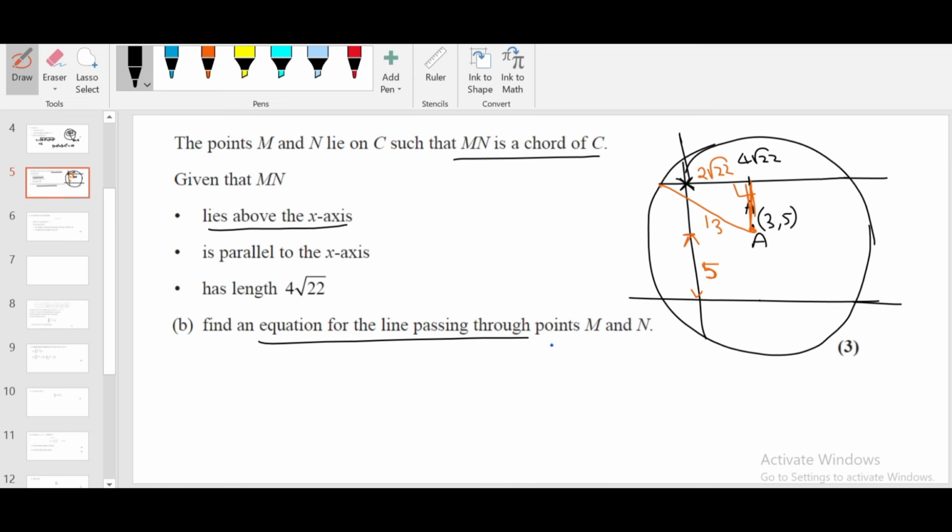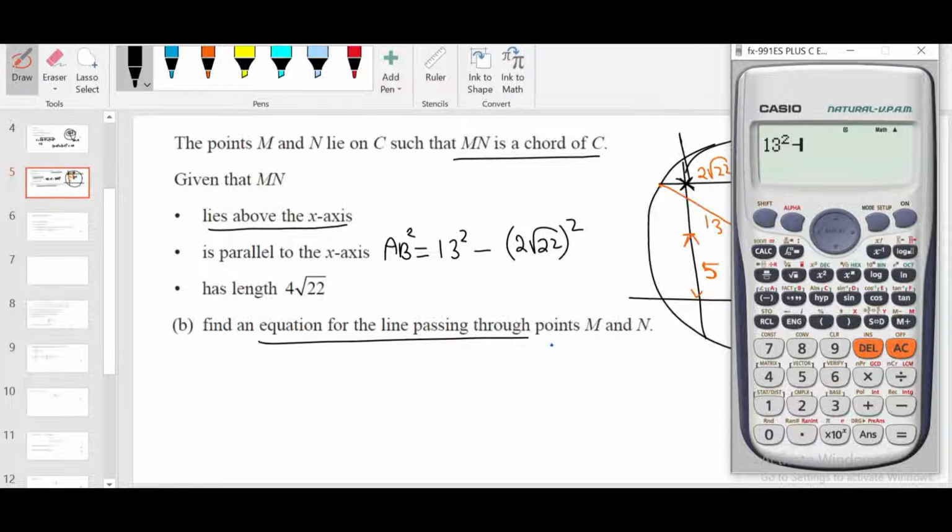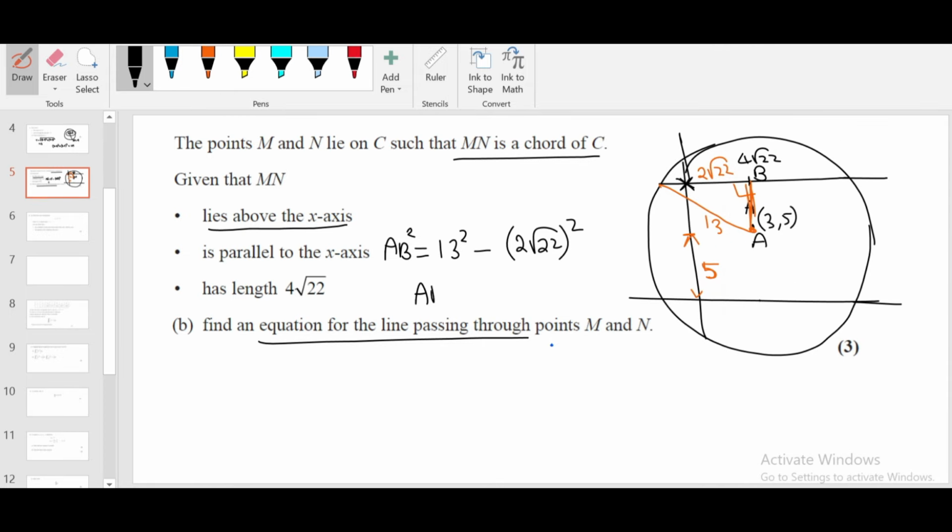Let's say this is A, and I'm going to call this B. So AB squared is equal to, using Pythagoras' theorem, 13 squared minus (2 root 22) squared, which is 81. The square root of 81 is 9, so this length is 9. So the total length is 5 plus 9, 14. Therefore the equation is y equals 14.